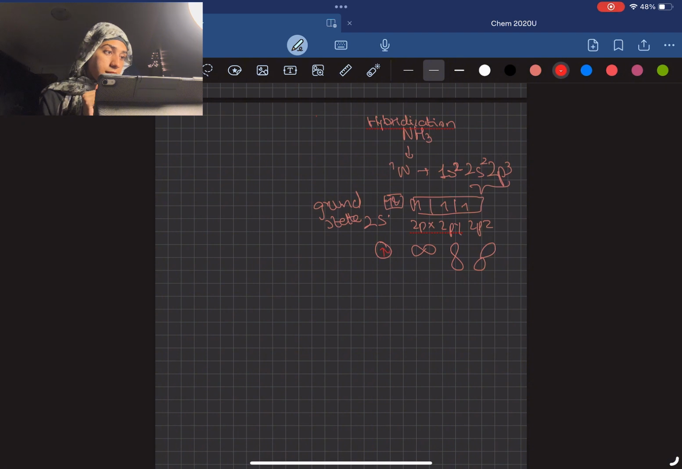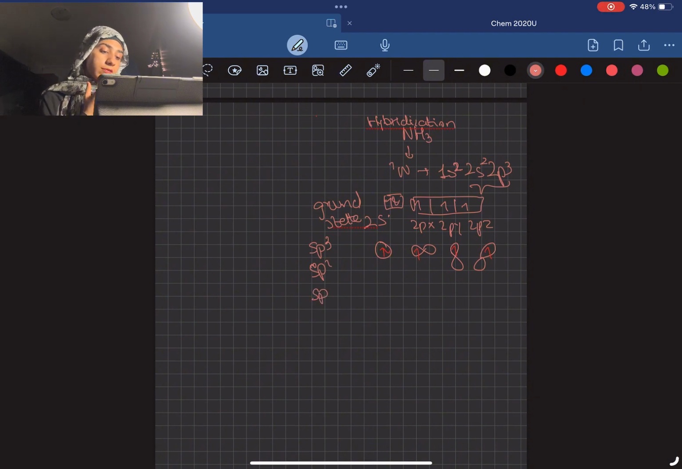And this, I'll add my electrons in it. Now, how many shells for this question for NH3 would be hybridizing? We need to figure that out. That actually means, would it be undergoing sp3 hybridization, sp2, or sp?